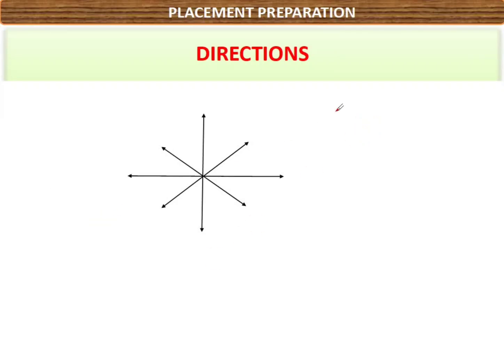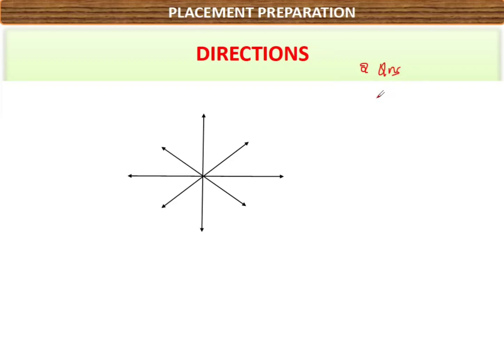In this session, we'll be discussing directions. With respect to your interview, directions is a very important chapter because definitely questions will be asked from this chapter. Now, if you are attending any interview, you can expect a minimum of 2 questions from this chapter.